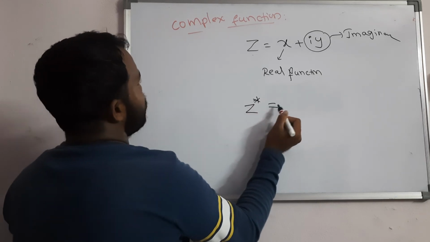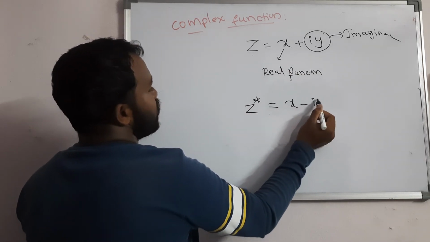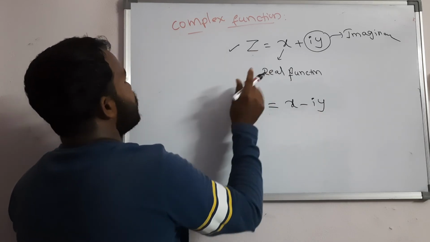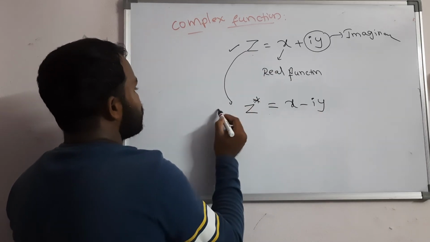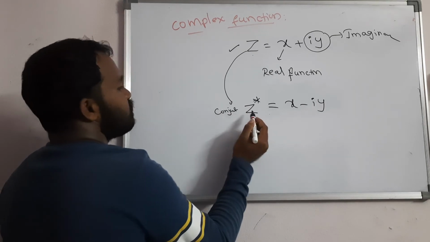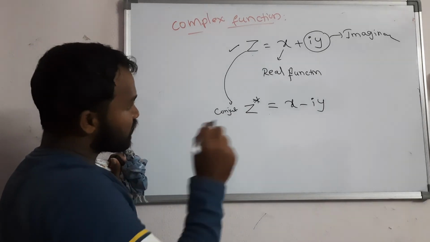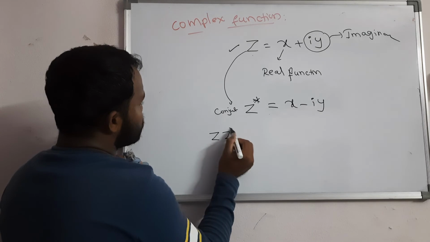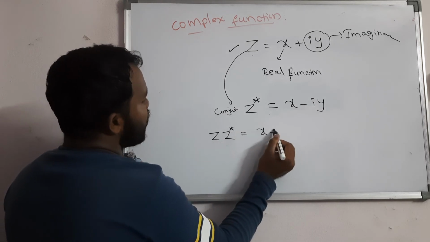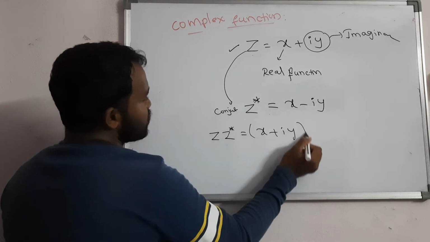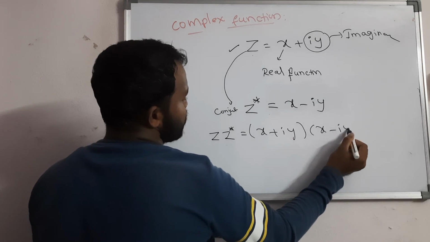Z star, if you will write, x minus iy. If you want to write complex, this is the conjugated complex you can say. That is what z star is equal to x minus iy. If I will write z into z star, what is the answer? x plus iy into x minus iy you can take.